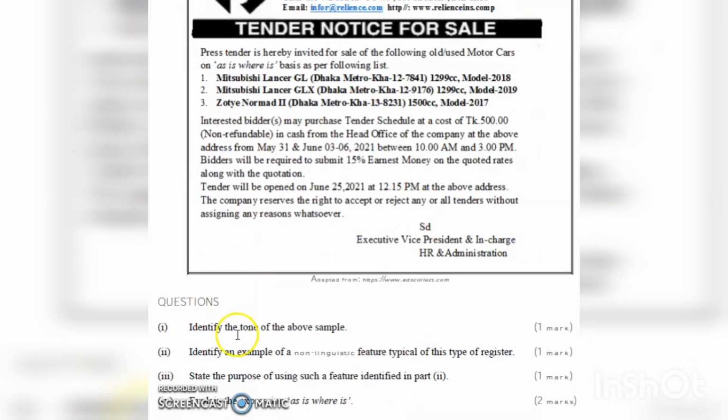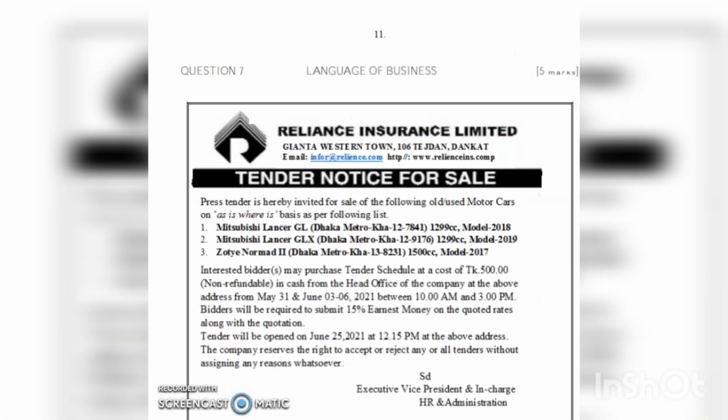Question number 2, identify an example of a non-linguistic feature typical of this type of register. I always tell my students, with linguistic, you are looking at the words. That is your jargons, your sentence structure, your voice, etc. When you're looking at non-linguistic, these are the non-words. You look at anything that is not written that stands out from the sample. There are many to list down.